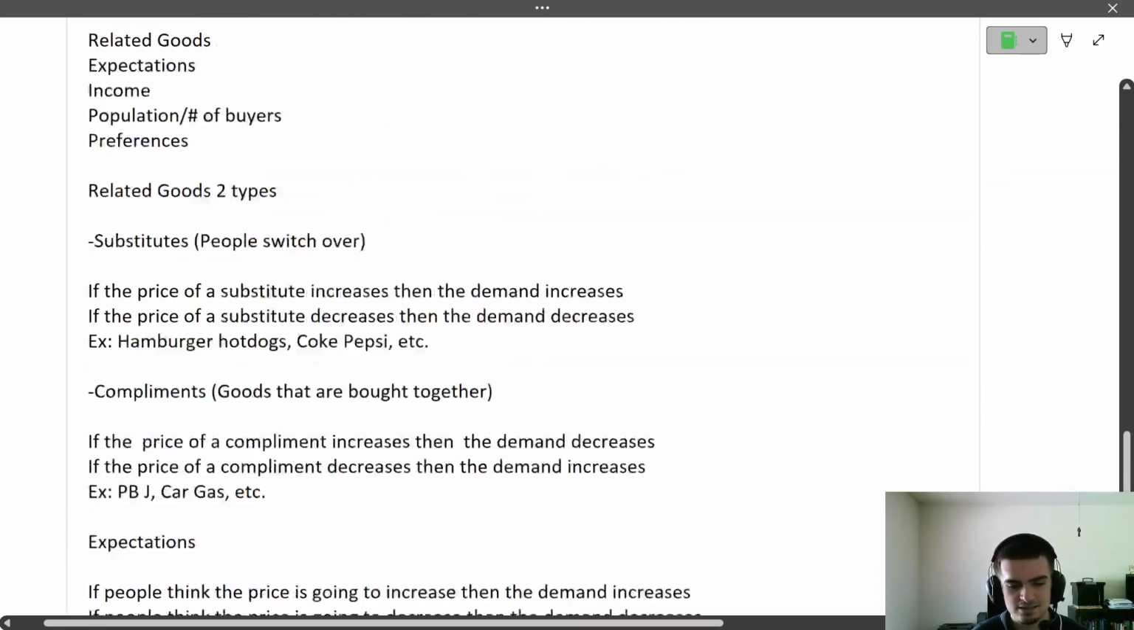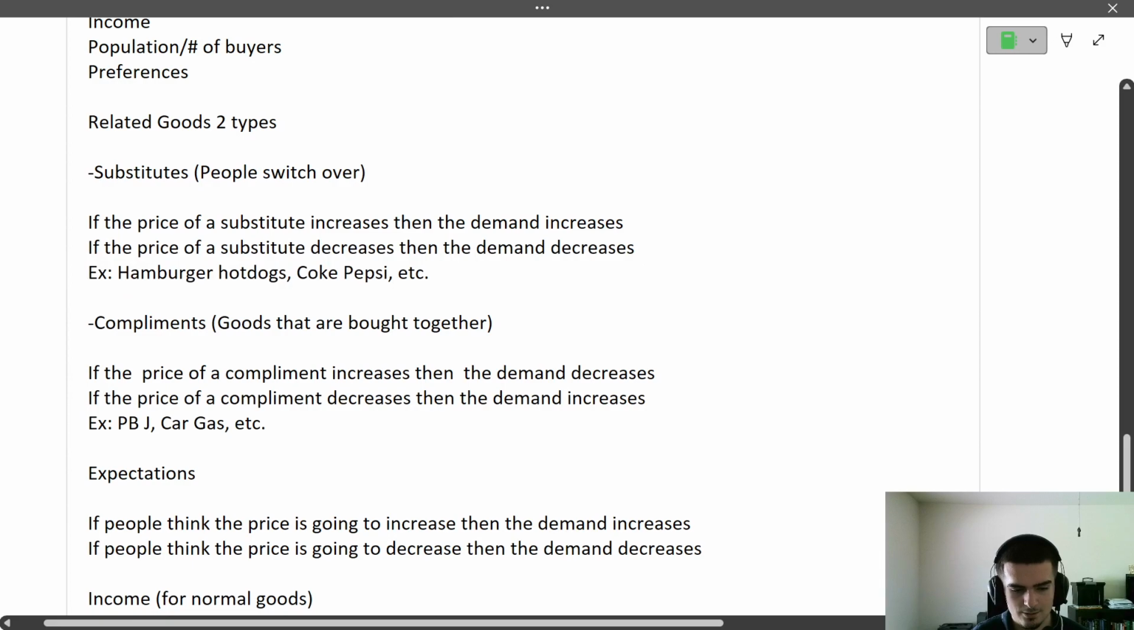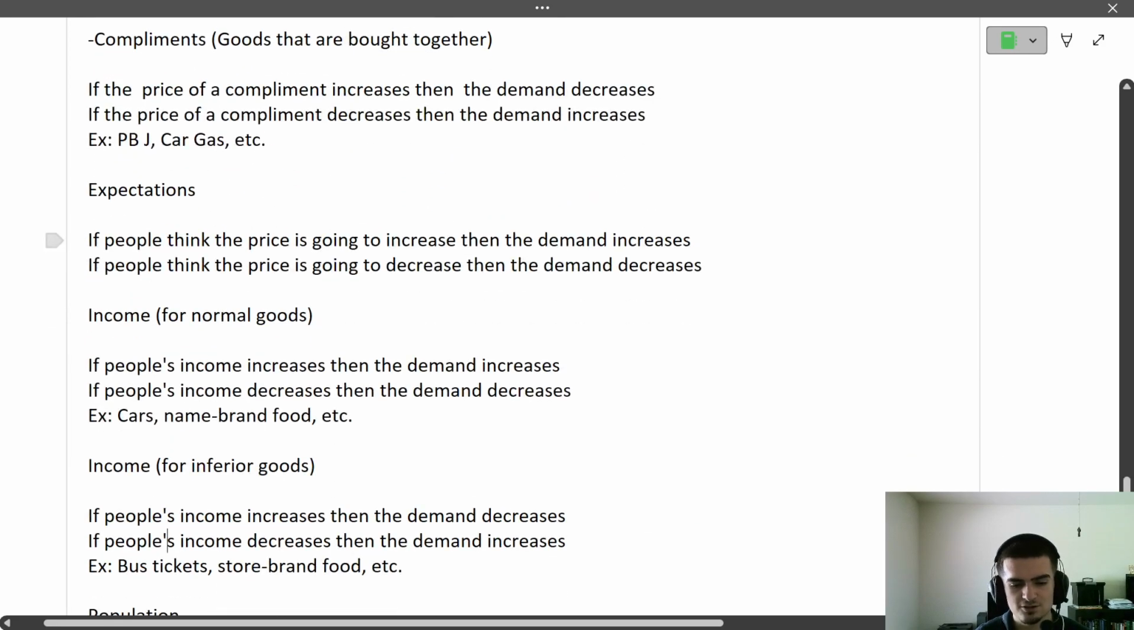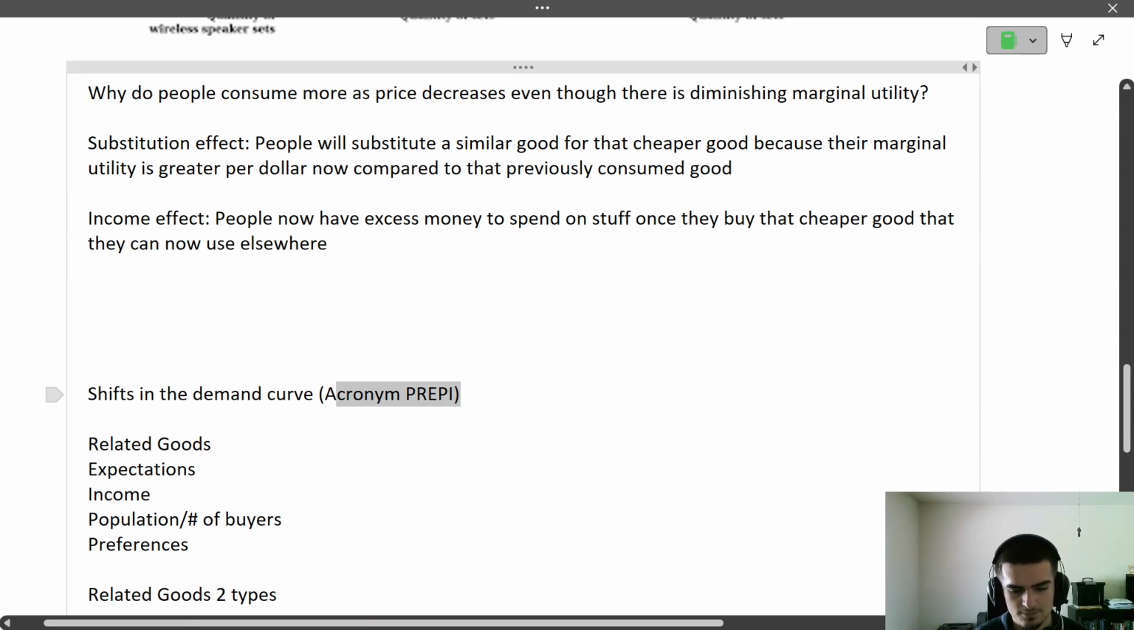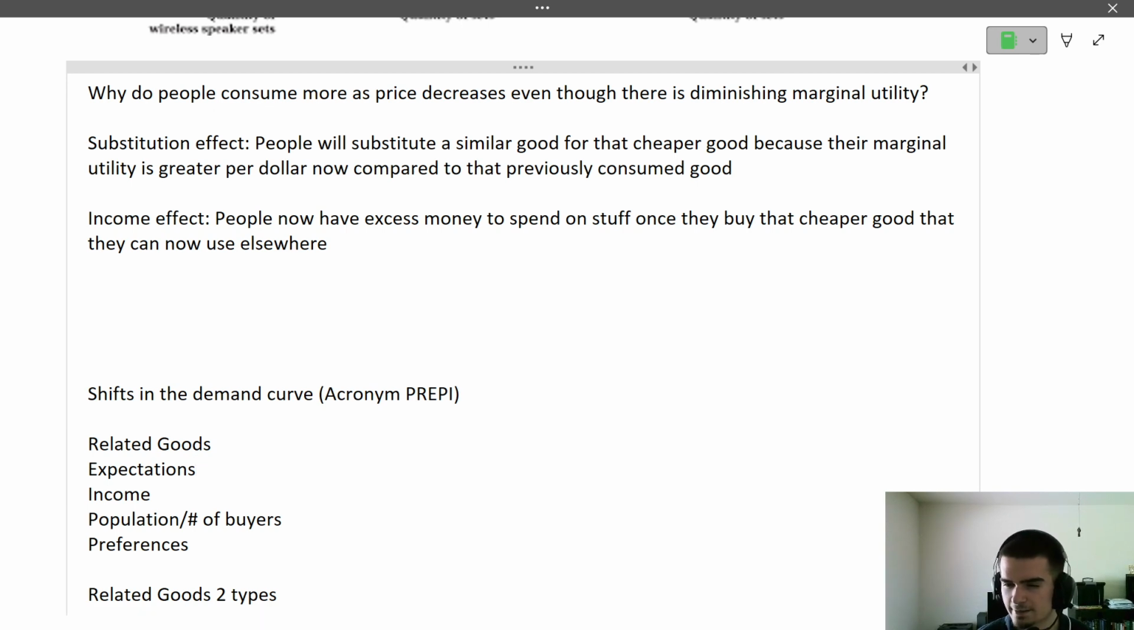I know this is a lot, but you're just going to have to learn all these relationships. PREPPY is how I remember the five indicators, and then you can think out the relationships.